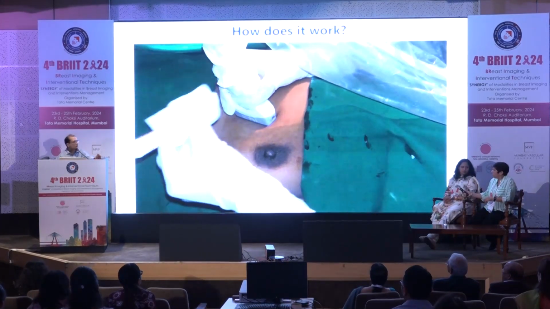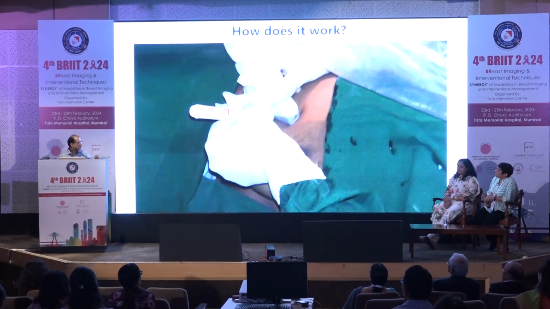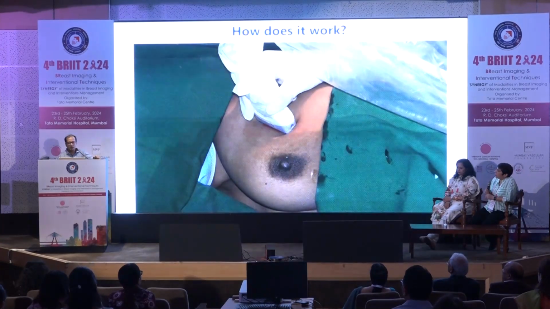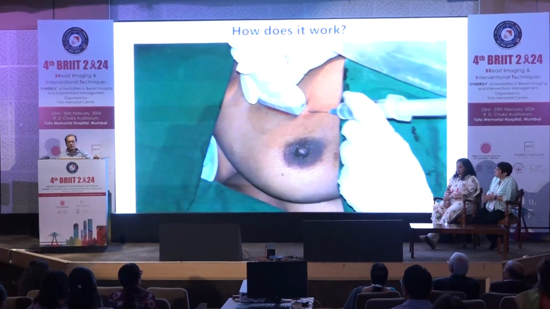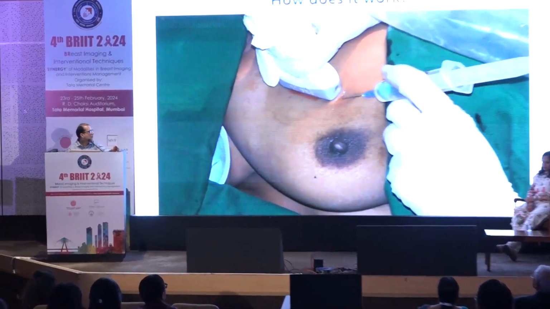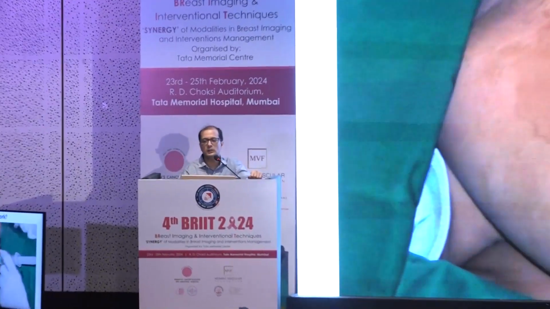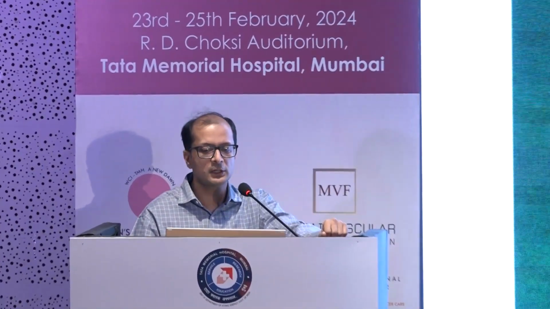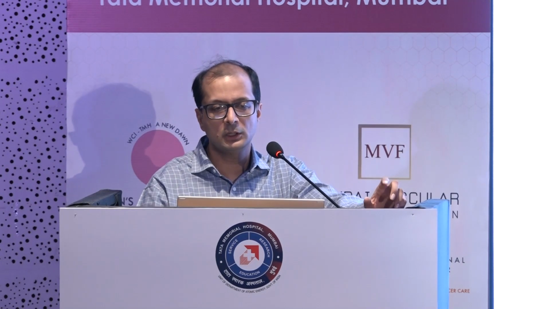So here we are marking. Explain the steps. So we are marking the lesion as well and giving local anesthesia in the skin and subcutaneous tissue. After giving at least 2 to 3 cc of local lignocaine, you can use either 1% or 2% lignocaine, and you should go up to at least 10 cc of lignocaine all throughout the lesion.